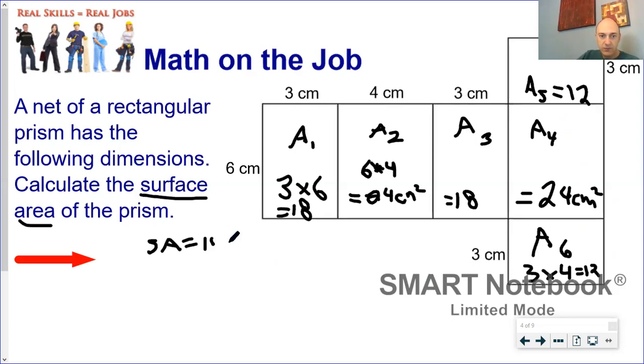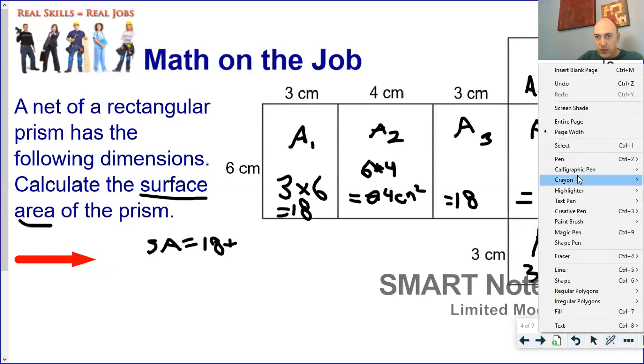So 18 plus, I'm going to switch to text for this, it's way faster. 18 plus 24 plus 18 plus 24 plus my area 5 up here, which is 12 plus 12 down here. Let me just erase it. I erased the wrong one. Oh, that's because I'm in the wrong tool. Sorry about that, guys. Let's go back to the mouse and use my eraser for a moment.